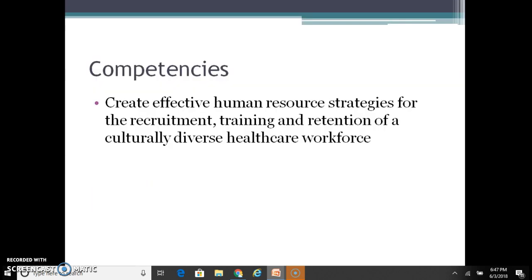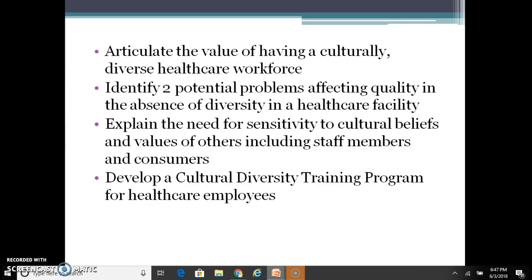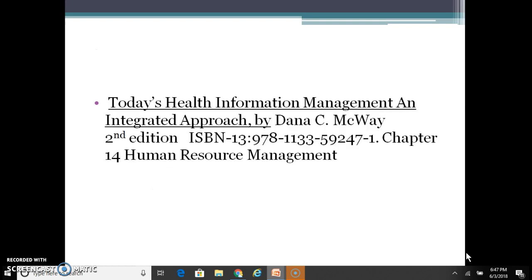This week we're going to create effective human resource strategies for the recruitment, training, and retention of a culturally diverse healthcare workforce. Breaking that down, we're going to articulate the value of having a culturally diverse healthcare workforce. We're going to identify two potential problems affecting quality in the absence of diversity in a healthcare facility, explain the need for sensitivity to cultural beliefs and values of others, including staff members and consumers, and develop a cultural diversity training program for healthcare employees.